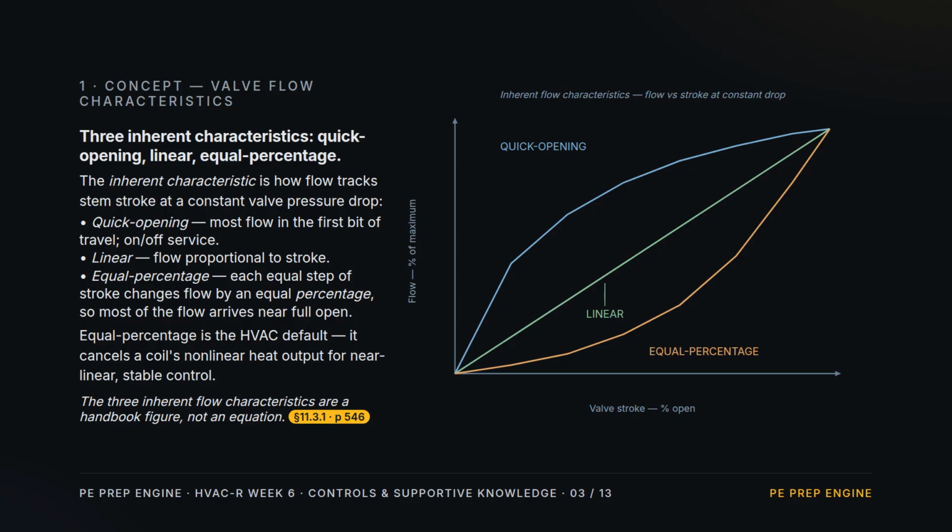A coil's heat output is already nonlinear with flow, and this curve cancels that nonlinearity to give near-linear, stable control across the whole stroke.